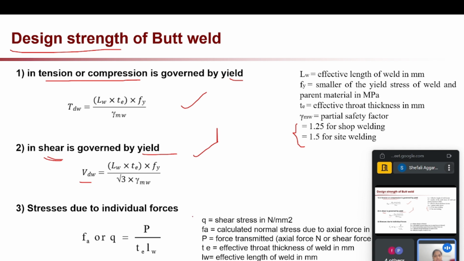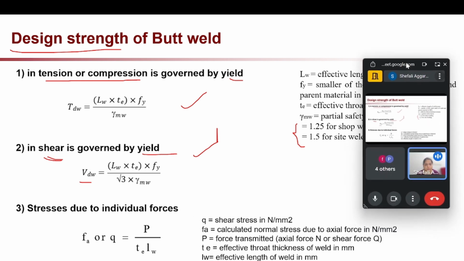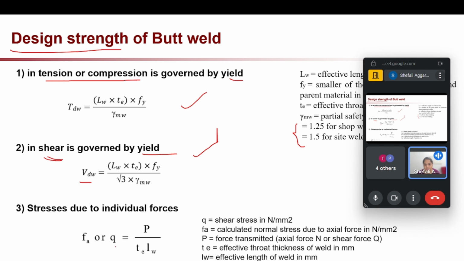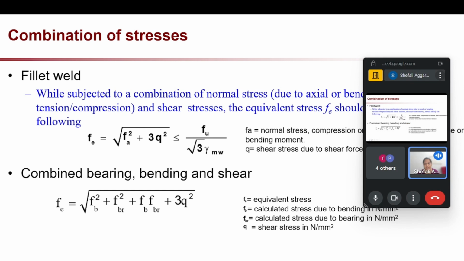Third point is the stresses due to individual forces. So shear stress or normal stress, if we have to calculate any type of stress, either axial stress or shear stress, it will be given by load upon area, right? Stress is load upon area. So load will be the axial force or normal force, and area will be given by our throat thickness and effective length of weld, right? So these are the different design parameters of our butt welding.